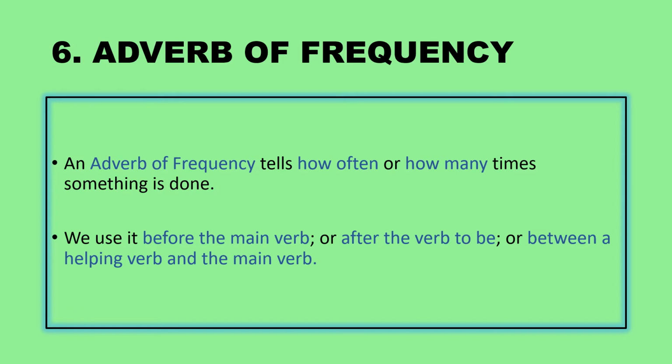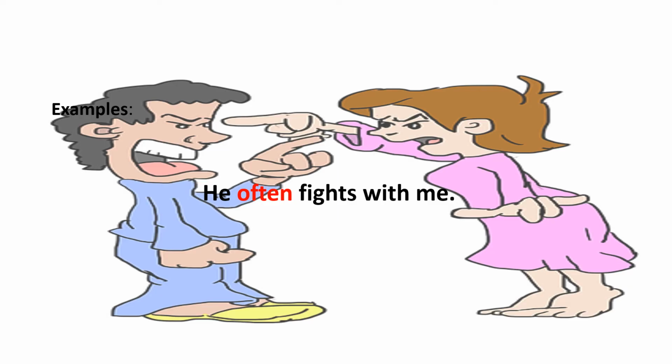The last kind of adverb is adverb of frequency and it tells how often or how many times something is done. So here frequency means how many times an action has been done. That is known as frequency. So an adverb of frequency tells how many times a particular action has been done. We generally use adverb of frequency before the main verb or after the verb to be or between a helping verb and the main verb. Let us see some of the examples.